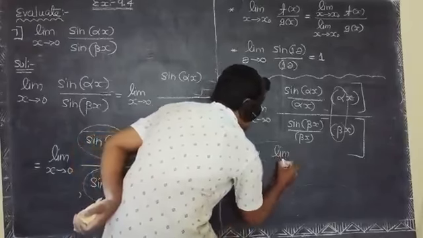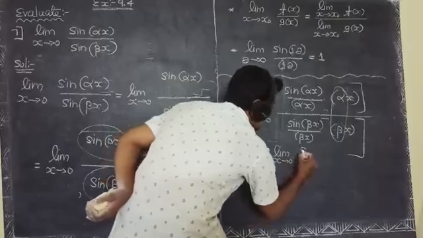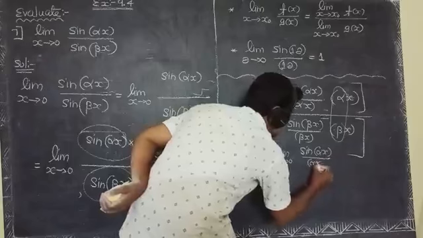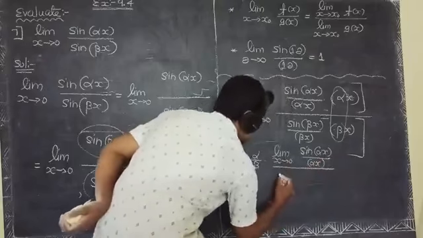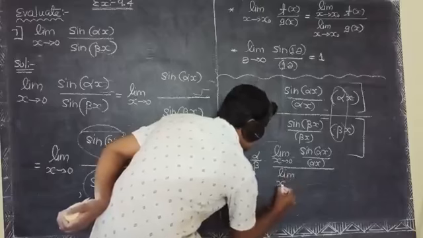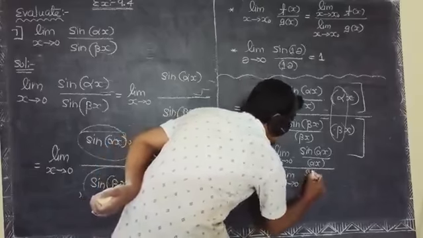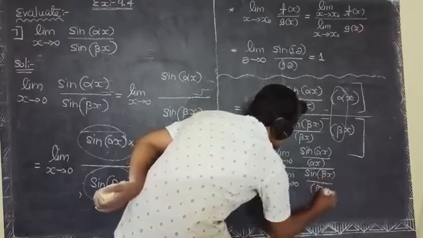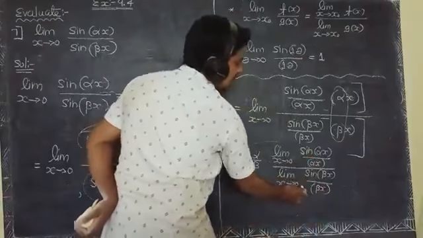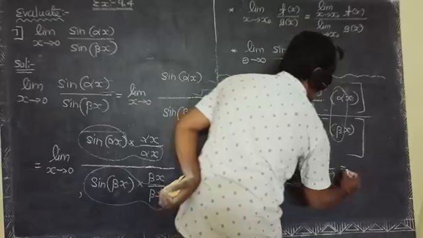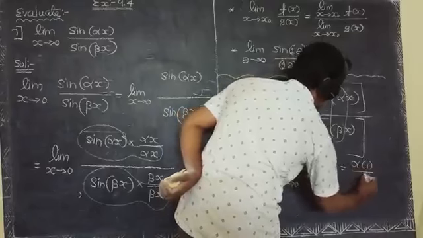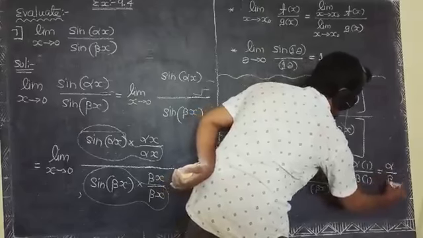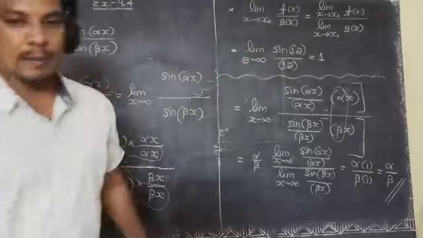Limit x approaches 0 of sine of alpha x divided by alpha x is the numerator, and the denominator is limit x approaches 0 of sine of beta x divided by beta x. Then the resultant is 1 in the numerator and 1 in the denominator, that is alpha into 1 divided by beta into 1. Finally we get alpha divided by beta.